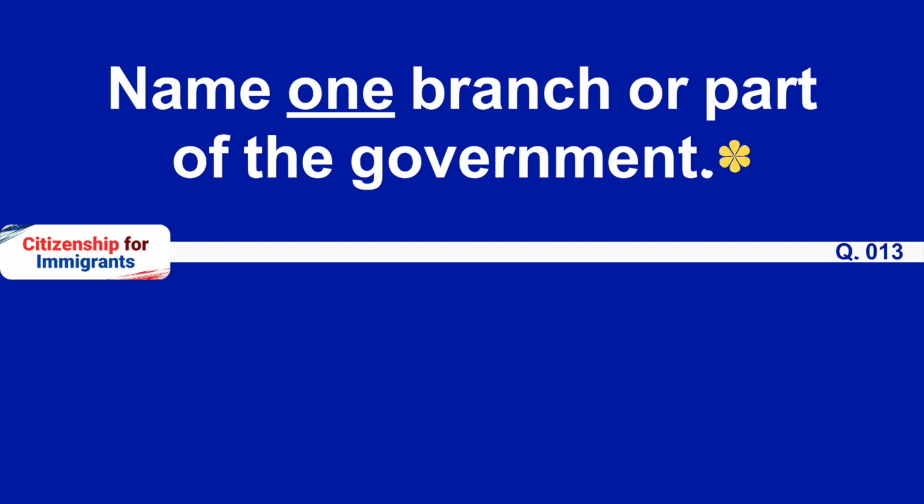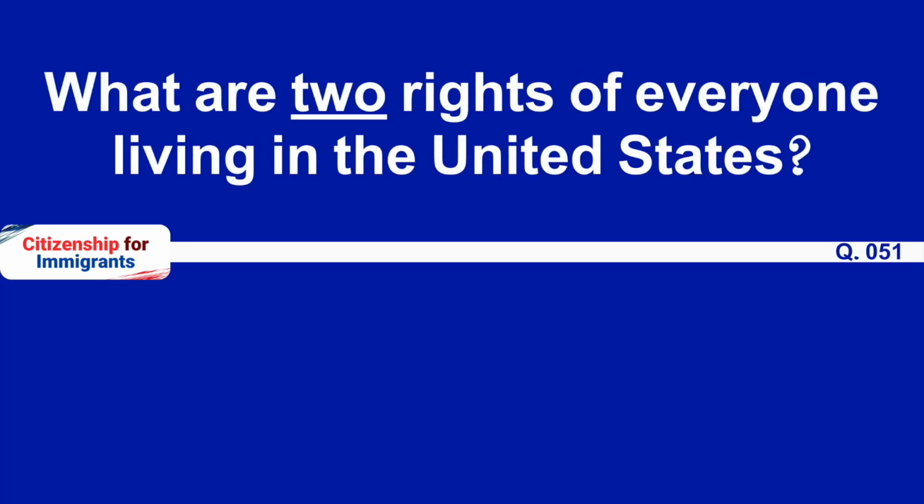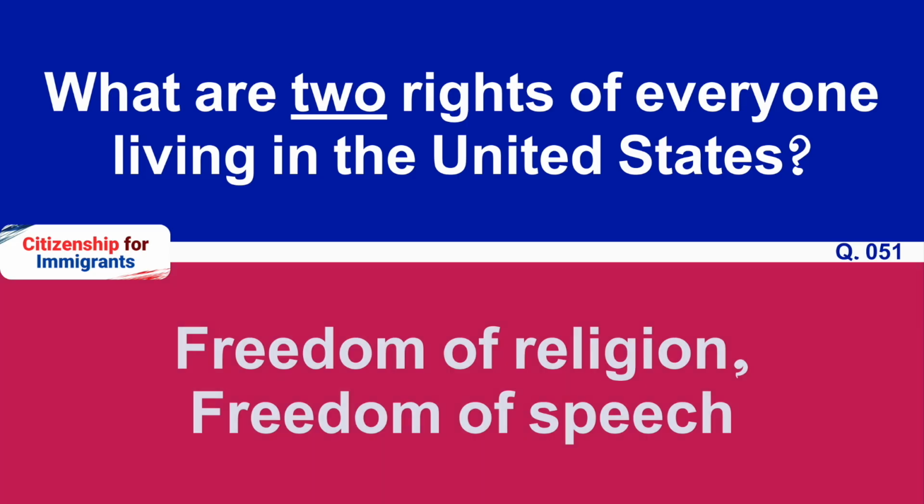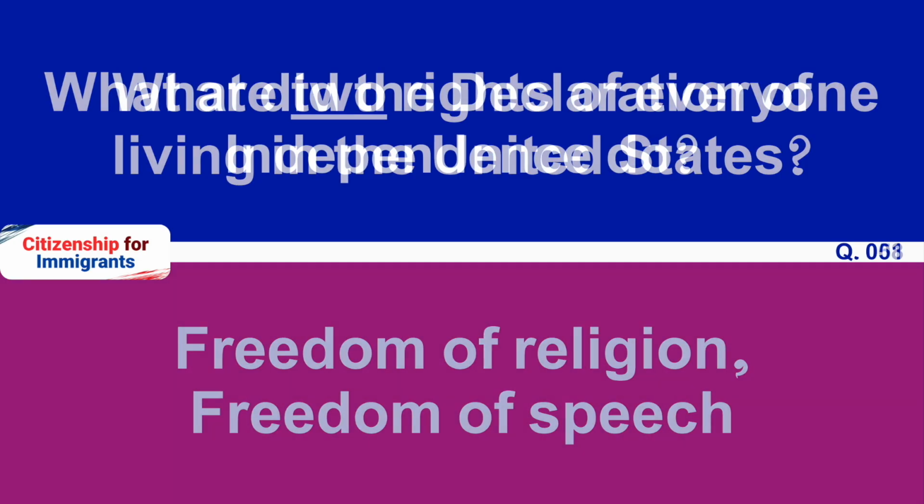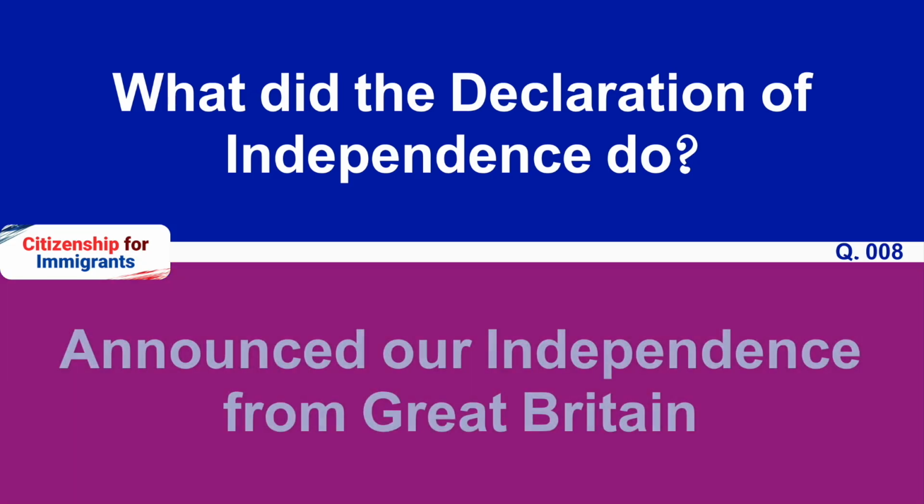Name one branch, or part, of the government. Congress. What are two rights of everyone living in the United States? Freedom of religion, freedom of speech. What did the Declaration of Independence do? Announced our independence from Great Britain.